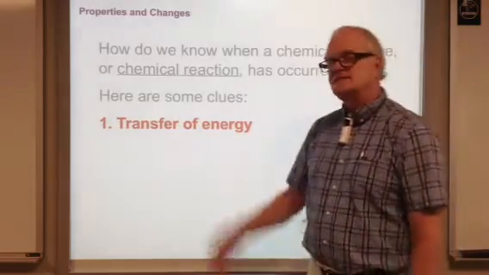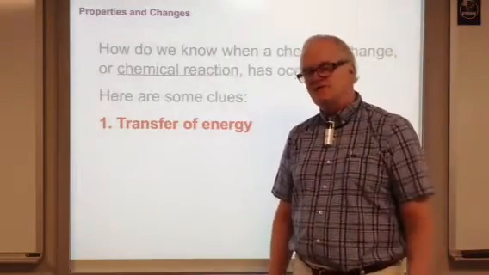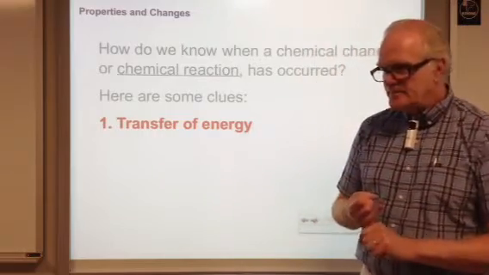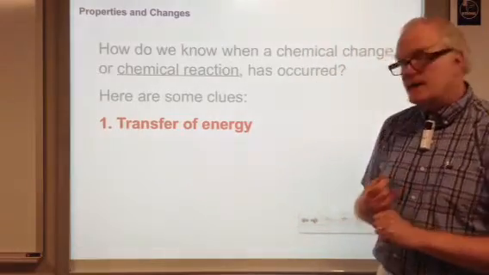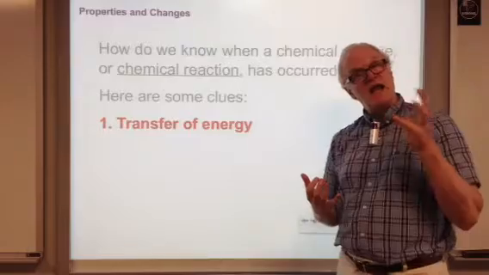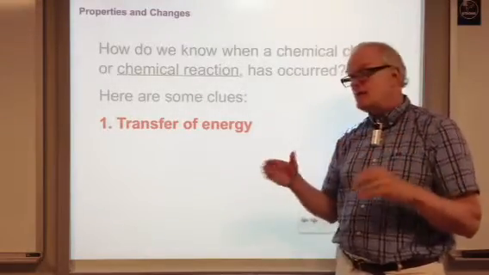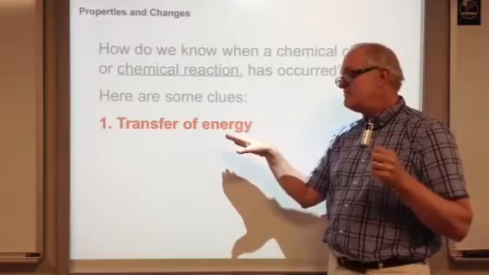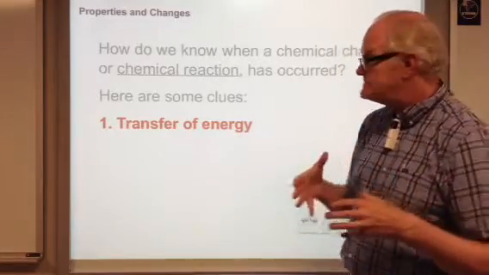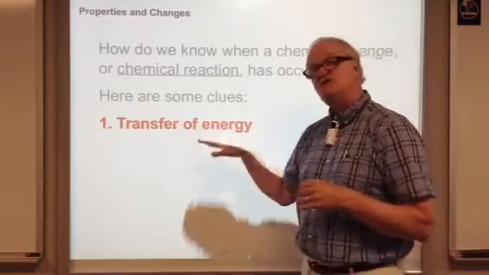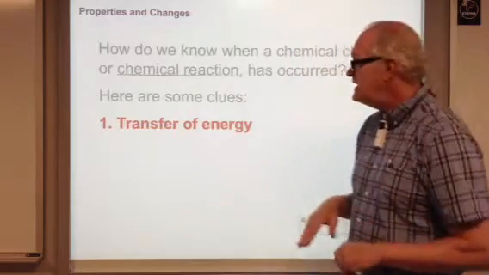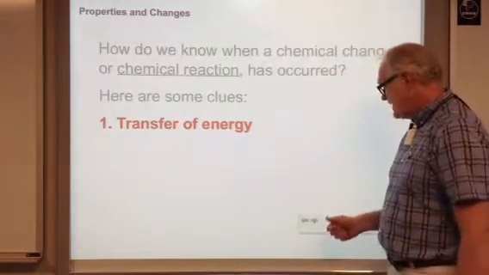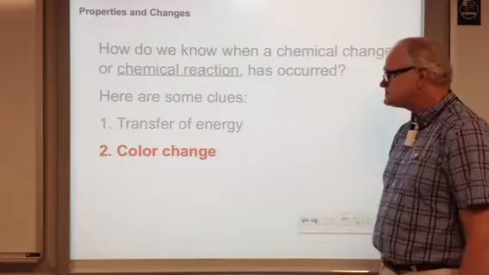So one thing we might see is a transfer of energy. The paper that we talked about burning a minute ago, when that burns, we get light and heat that weren't there before. So that energy came from someplace, actually came from the bonds in the substances, and so that energy got transferred into light and heat energy. And that's a clue that that was a chemical reaction.